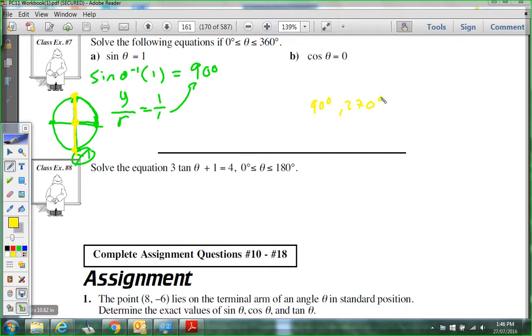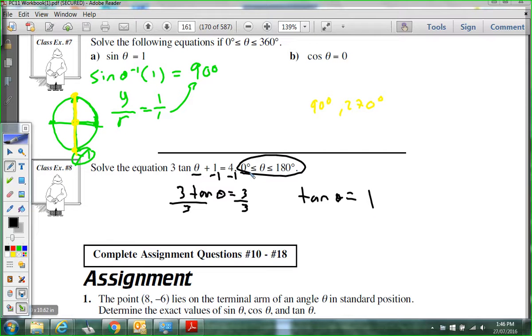Okay, and then the last one here, we're just going to solve this equation. So algebra-wise, just to start, we're isolating theta. First step, I'm going to subtract 1. So I have 3 tan theta equals 3. Well, that's multiplication here, so I'm going to divide by 3. Tan theta equals 1. And then pay attention, we're only looking for answers between 0 and 180.